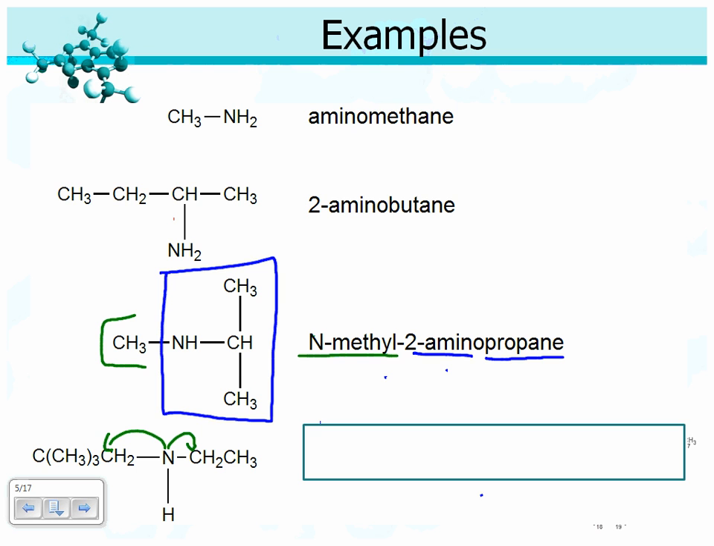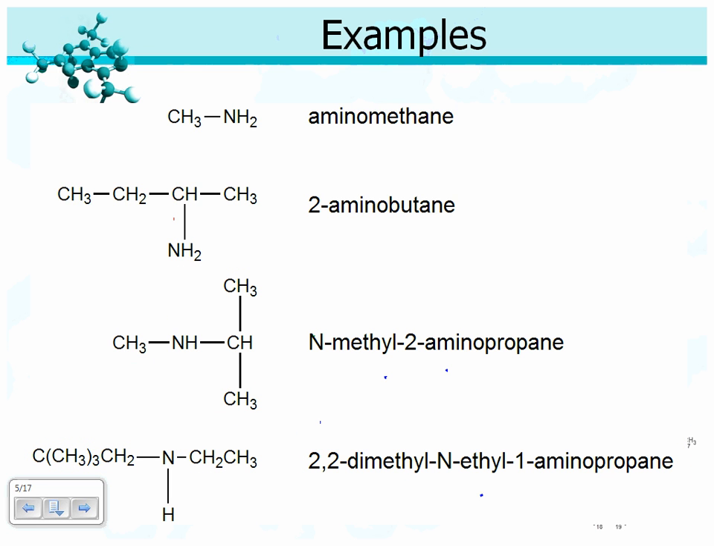So we find the longest carbon chain here. Okay, that's 1, 2, 3, 4, 5 carbons long, so it's a pentane. And the nitrogen is attached to the end. Then you have an ethyl group on the other side of your nitrogen. So, oh, that's wrong. 2,2-dimethyl and ethyl.